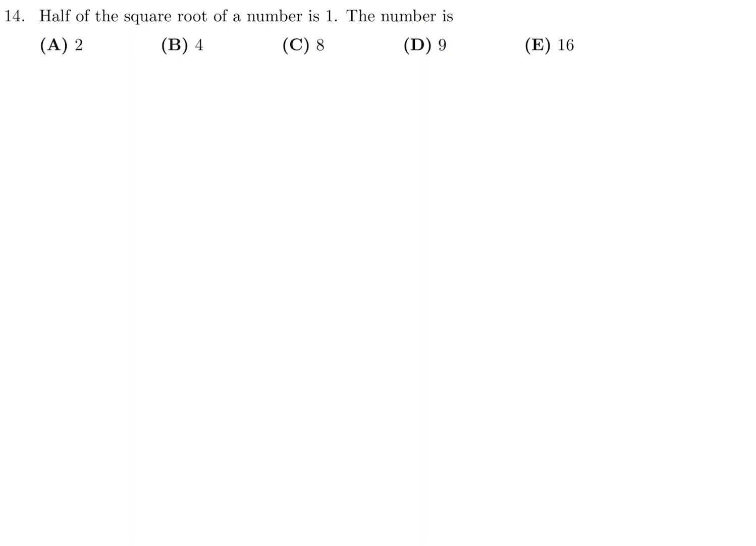Half of the square root of a number is 1. The number is. So I'll let my number be x. If you take the square root and then take half of it, they're saying that's equal to 1. So cross multiply and you get root x is equal to 2. Square both sides, and x is therefore equal to 4. So the 4 is the original number. So number 14, the answer is B.